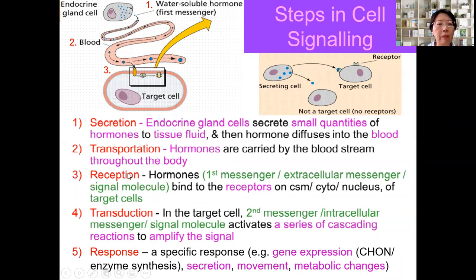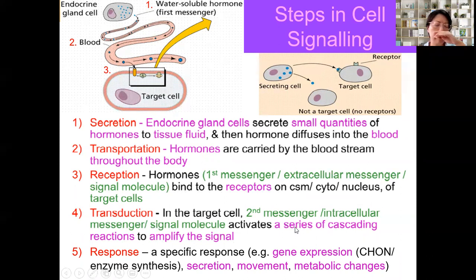Then number 3 is reception, where the hormone binds to the binding site of the receptors on the cell surface membrane, or it can be cytoplasm or nucleus for the steroid hormones. But here they say cannot enter, which means the hormone must bind to the receptor on the cell surface membrane. Then followed by transduction. Transduction means conversion of the message, right? So it involves a second messenger or intracellular messenger or signal molecule. It activates a series of cascading reactions to amplify the signal.